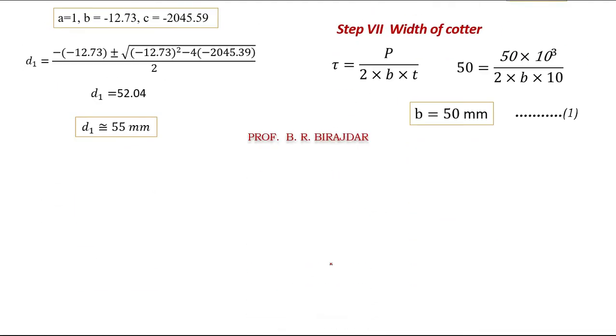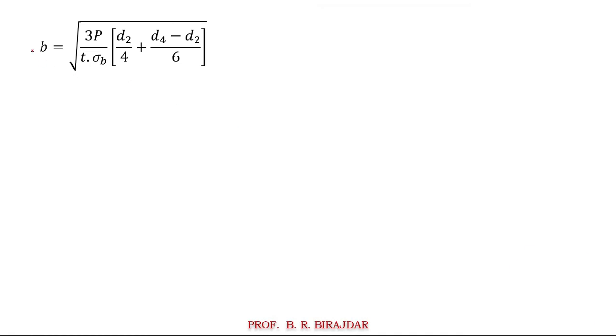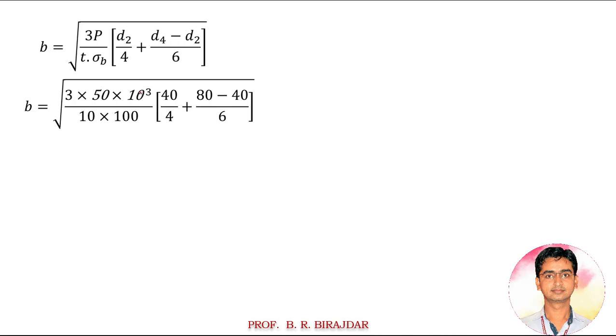Now we will check for the bending. We know this equation, already derived by considering the bending stress, taking moment at the center. So b equal to square root of 3P divided by t into sigma b, in bracket D2 by 4 plus D4 minus D2 divided by 6. Here we know all these values: thickness of the cotter pin, the bending stress, D2, D4, all these parameters we already found out. Now we put the load as 50, and D2 we calculated as 40, D4 is 80.